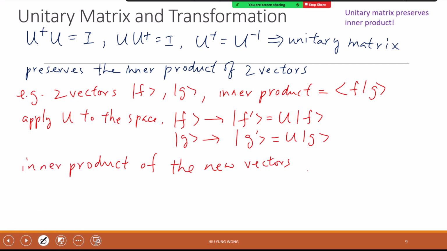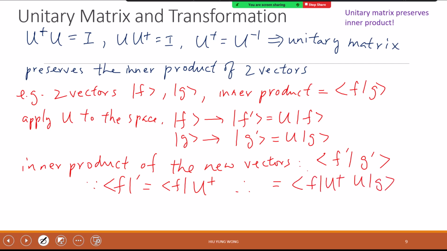So what is the inner product of the new vectors? Of course, by definition, it is bra F dash, ket G dash, right? But what is G dash? Easy, we already know it's U G. But what is bra F dash? Bra F dash, of course, is equal to bra F U dagger. Remember? Because the dual correspondence of this transformation matrix times the vector equals the bra version times the Hermitian adjoint matrix. So therefore, the inner product equals bra F U dagger U ket G, right? The ket G dash is just equal to U G after transformation, and the bra, you transform by making the bra and then taking the dagger.